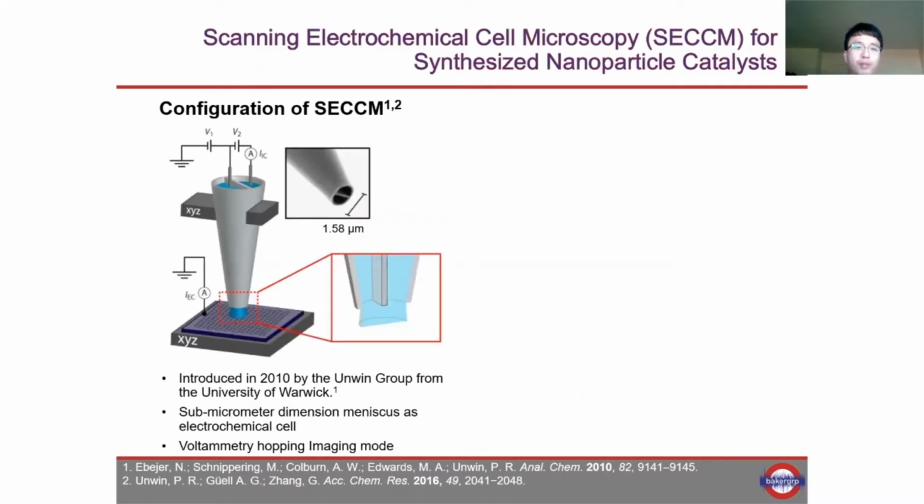SECCM is an optimized tool for nanoscale electrochemical analysis introduced by the Unwin Group in 2010. SECCM utilizes a droplet at the tip of a sub-micrometer dual barrel pipette as an electrochemical cell. This tiny electrochemical cell contacts the conductive sample surface and performs cyclic voltammetry to record the electrocatalytic response of a local area. SECCM measures a series of cyclic voltammograms in massive numbers and creates a spatially resolved electrochemical activity map.